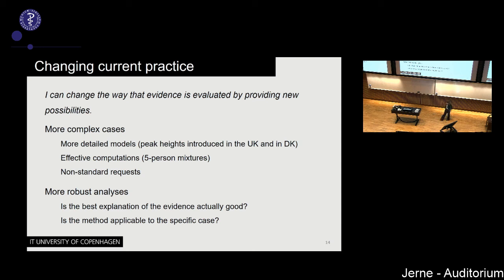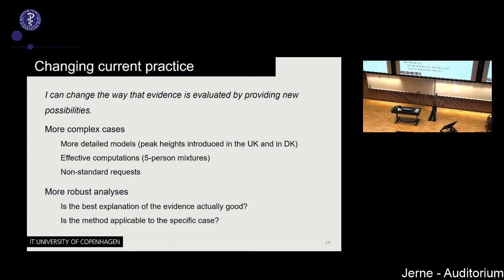So what I've found myself able to do through this R package is that I've demonstrated that we can handle more complex cases. It is possible to evaluate 5-person mixtures, also using this peak height information, these more sophisticated models. And surprisingly enough, many people have been working on this and providing software, but for some strange reason, my software has actually been the first to get through cases, both in the UK and Denmark. I don't know exactly why. I'm still amazed about this, but also really proud. So it's always nice.